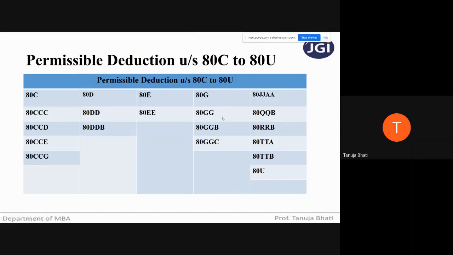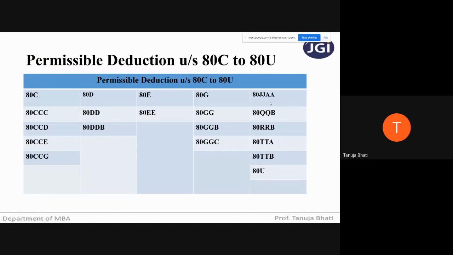Now 80GG is nothing but when an individual who is not getting HRA but is paying rent for a residential accommodation, it will be covered under section 80GG. 80GGB is when an Indian company is making a contribution to a political party, otherwise than by way of cash. 80GGC is when any person other than a local authority or any person which is funded by the government is making a contribution to a political party. So the deduction amount will be whatever is the actual contribution, but it should be made in any mode other than cash.